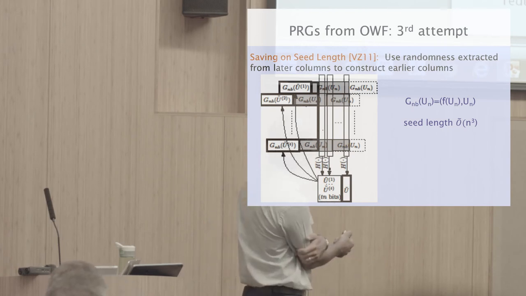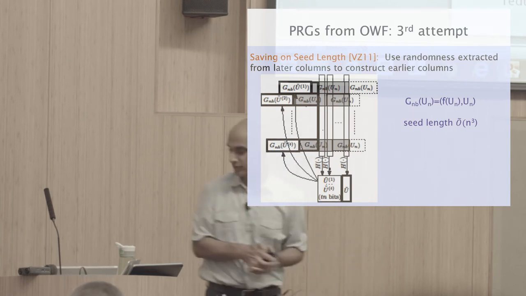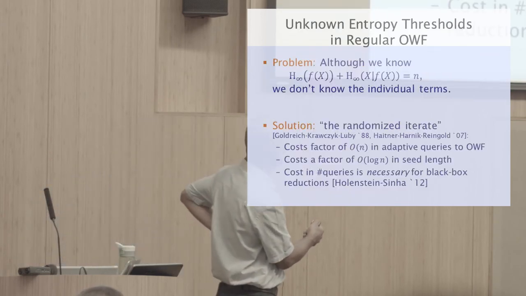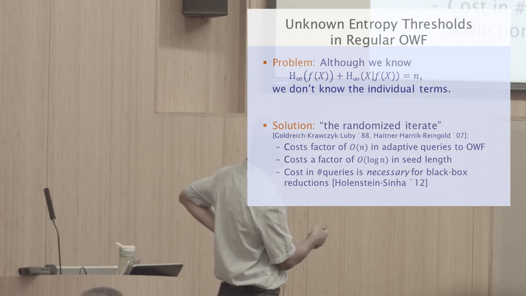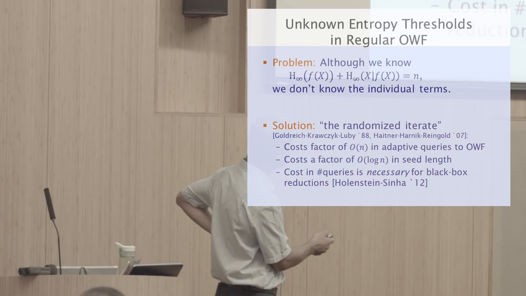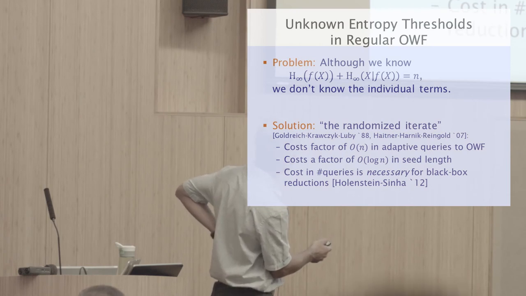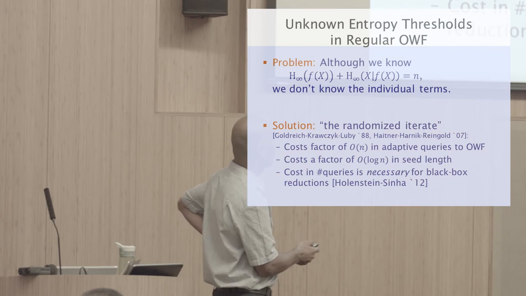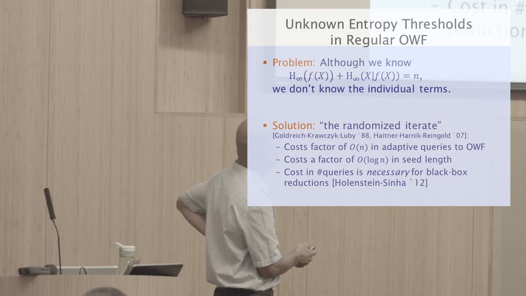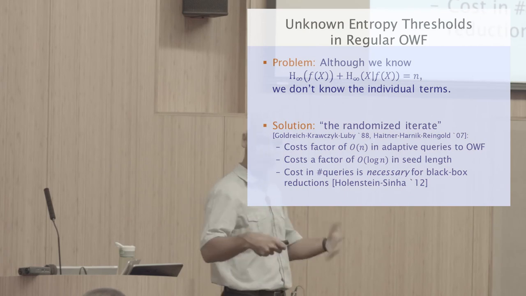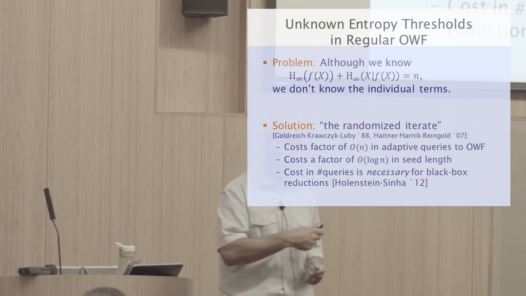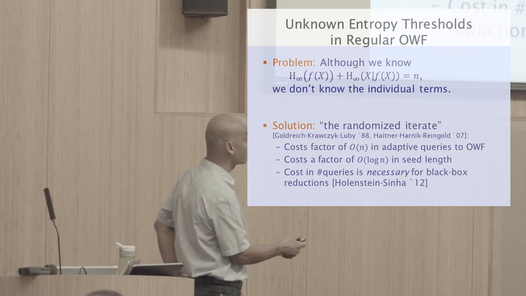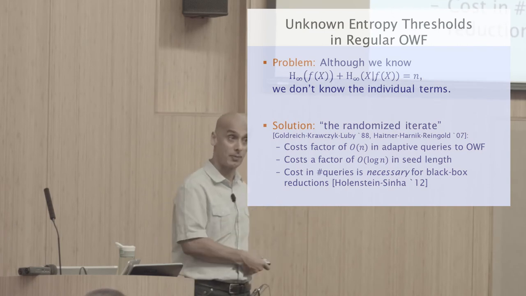And there's a beautiful older solution to this, of Goldreich, Krawczyk, and Luby, which was then recently improved quantitatively by Haitner, Harnik, and Reingold, called the randomized iterate, for dealing with this. It is also an adaptive construction like the one I just sketched, where we recycle randomness in this entropy equalization. It does cost you a factor of n in your queries to the one-way function. So just like the thing which I said before, multiply your number of queries by a factor of order n.